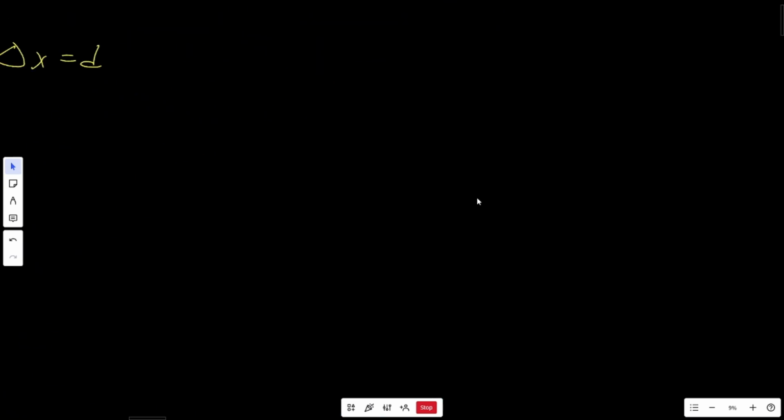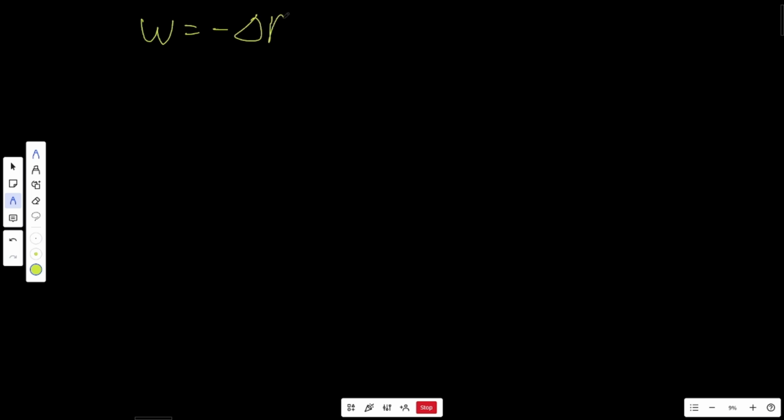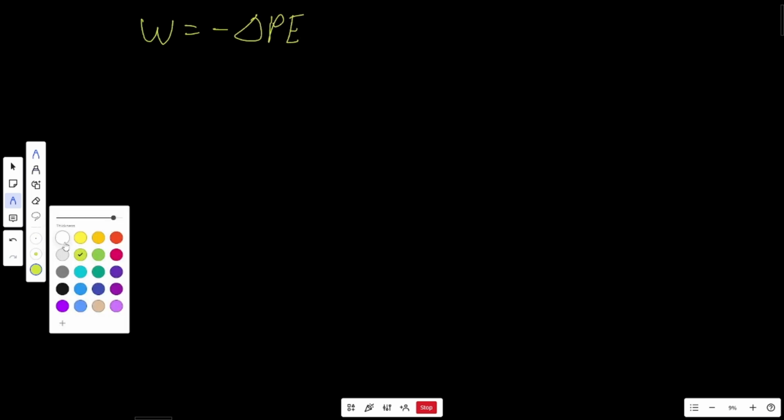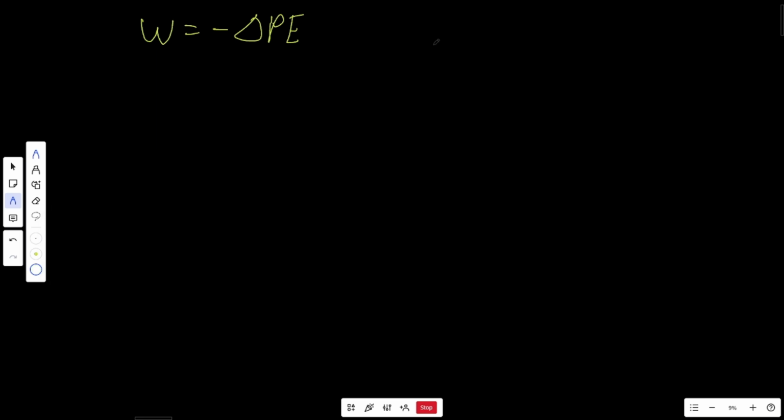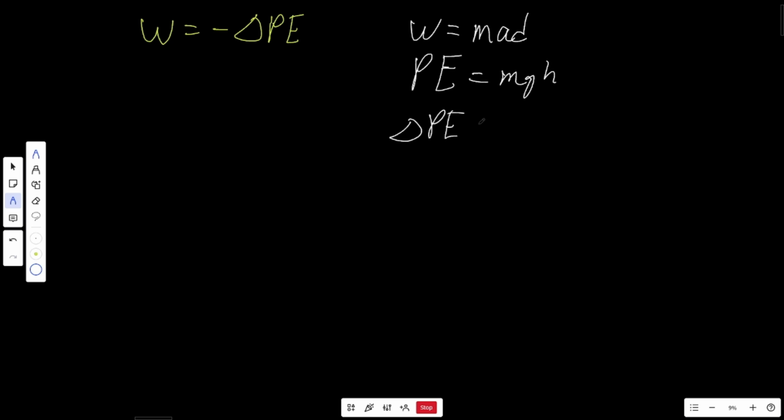Let's prove our next problem, which is work should be equal to the negative change in potential energy. Now, going back to our formulas, let's just use the bare bone definition of work, which is MAD again, just as I did earlier, and PE is equal to mgh, and delta PE is again described as final minus initial, so that's mghf minus mghi.